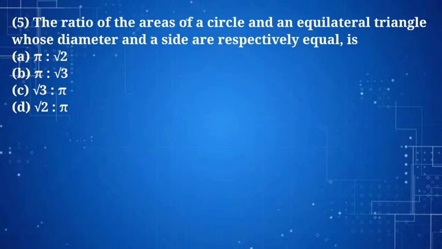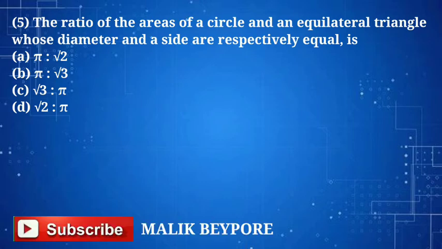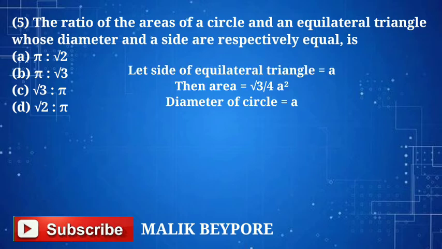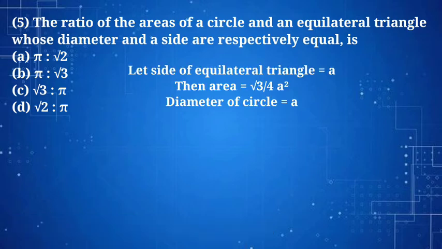Then question number 5. The ratio of the areas of a circle and an equilateral triangle whose diameter and side are respectively equal is. So here we need to find the ratio of the areas of a circle and the triangle. Which triangle? Equilateral triangle. And the diameter of the circle and the side of the equilateral triangle are equal. So let us take the side of the equilateral triangle equal to A, and the diameter of the circle equal to small letter a again.